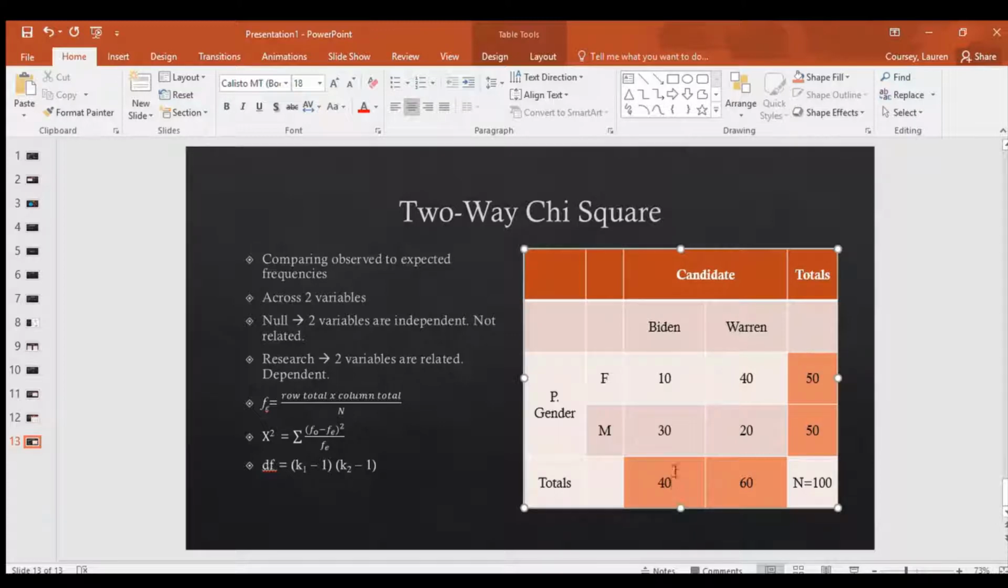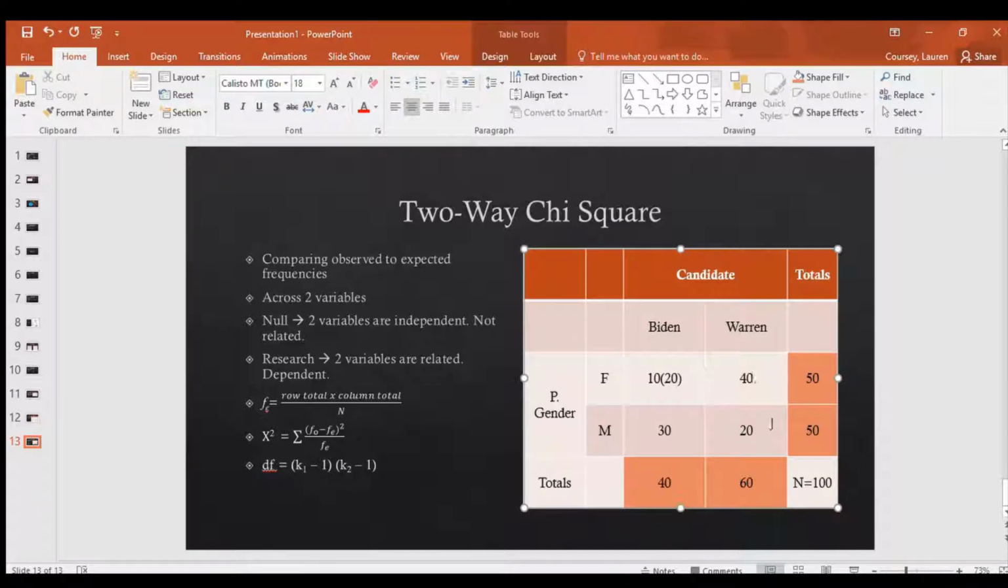If I look at my column total, there were 40 people overall who indicated that they would vote for Biden. And we have a total N of 100. So I would take 50 multiplied by 40 and divided by 100. And so my expected frequency here is 20. So I'm just going to put that in parentheses.